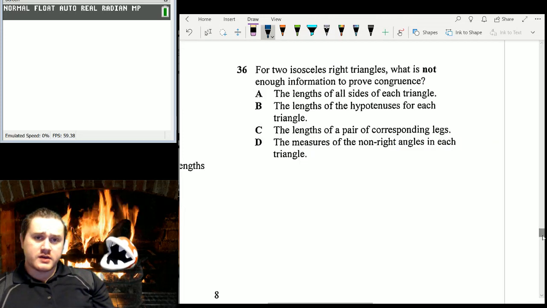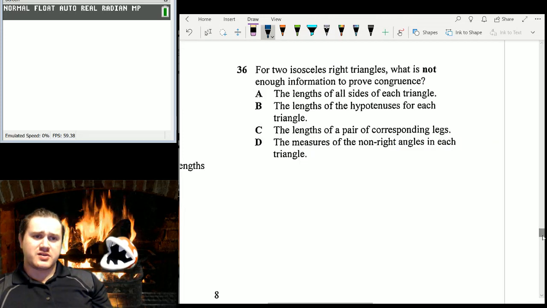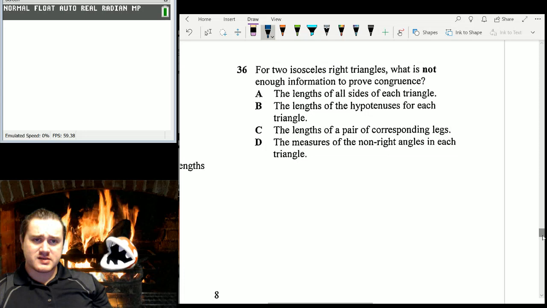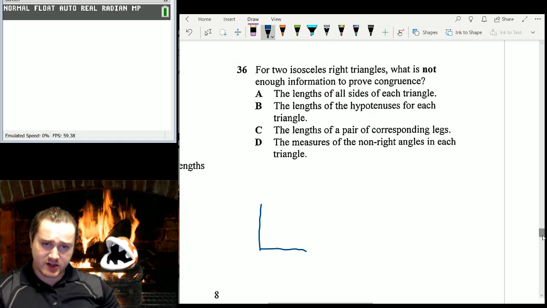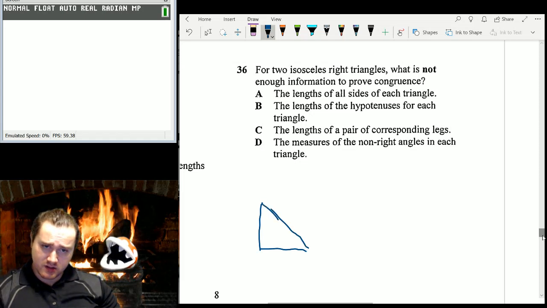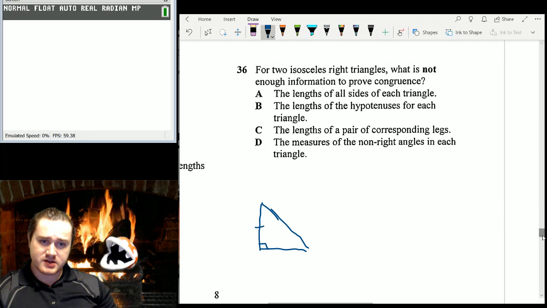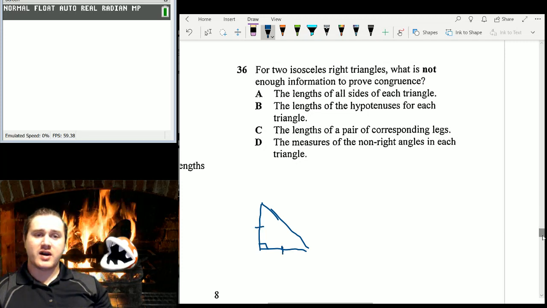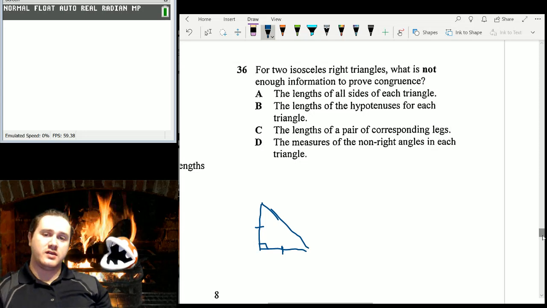Alright, so for the next one, it says for two isosceles right triangles, what is not enough information to prove triangle congruence? So we know that it's isosceles and right. So basically on this, the only possible way that you can have an isosceles right triangle is that the two legs are the ones that are the same. Okay? Because we couldn't have the hypotenuse be the same, because the hypotenuse has to be bigger than the other two. It can't be bigger and equal at the same time.